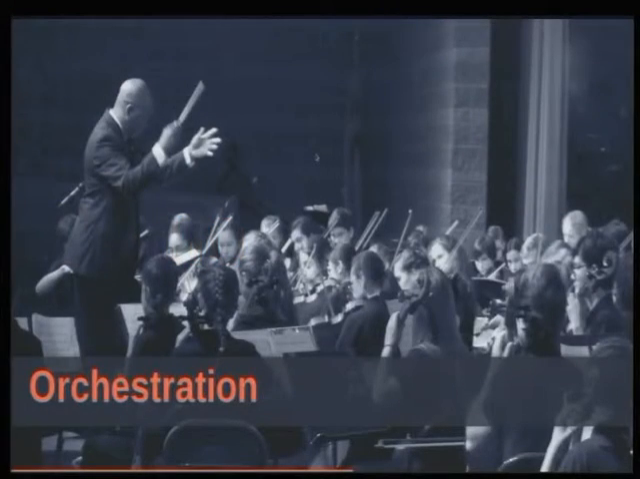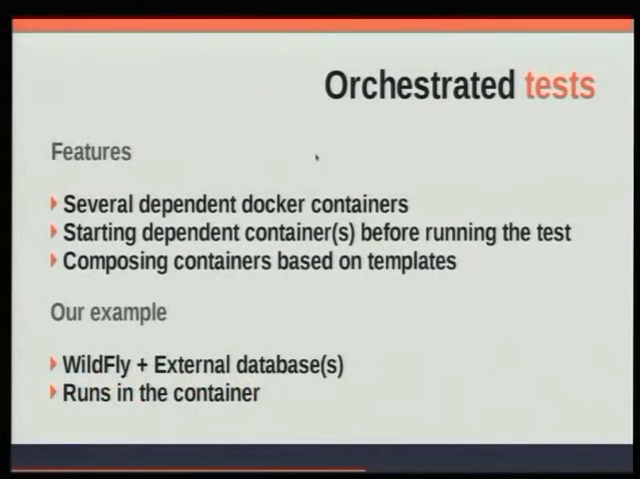So I'm going to look a bit at the orchestration part of it. That means several dependent Docker containers that need to be started, and some of them need to be started up in a different life cycle than what the test container is going to start up in. And you can compose them based on different templates and extend each other. So as far as the JPA part of this, we're going to use Wildfly. It's going to be the same test case as we saw before, but this time it's going to be configured to run against a MySQL instance instead, which then is two different Docker containers.